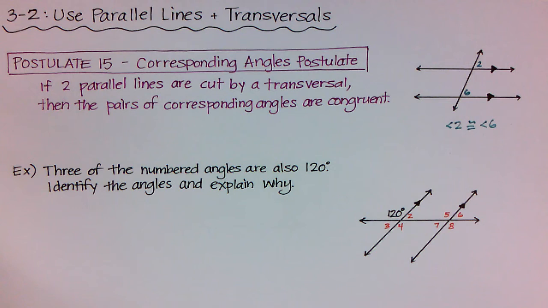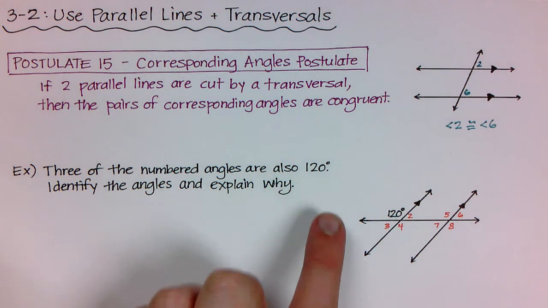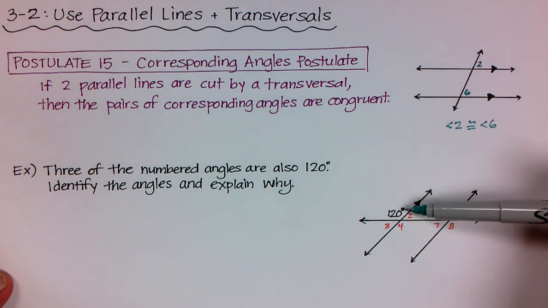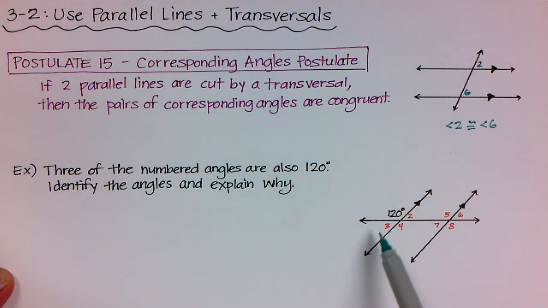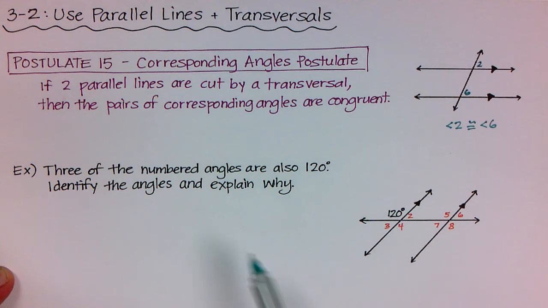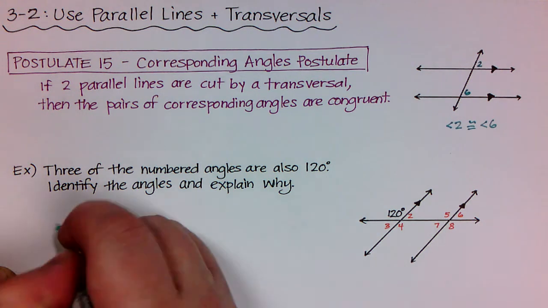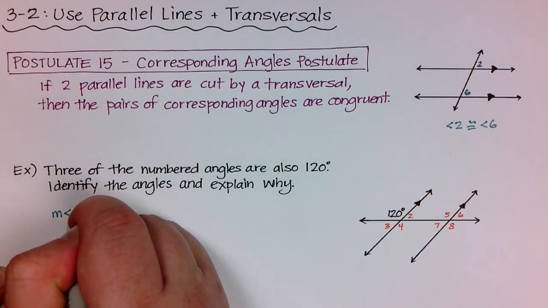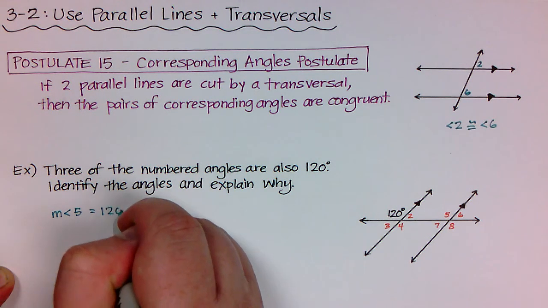So what I have here is another picture, and it says 3 of the numbered angles are also 120 degrees. So in my diagram, I have one of these angles already given that it's 120 degrees. And out of these remaining 7 angles, 3 more of them are also 120 degrees. So what I want you to do is to identify the angles and explain why those are also 120 degrees. So looking through here, I think that angle 5 is also 120 degrees. So I'm going to say that the measure of angle 5 is equal to 120 degrees.